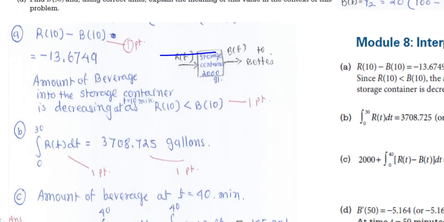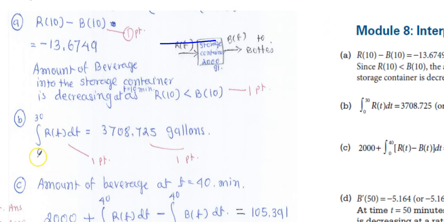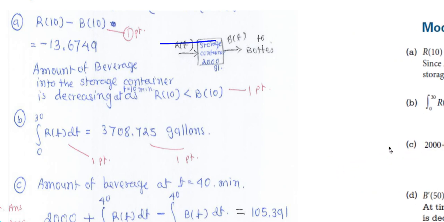So I'm bringing my answer again here. How many gallons of beverage flows in? That means coming in, integral 0 to 30 of R(t) dt. You must show this setup. Your answer has to be minimum 3 decimal places, and it has to have a unit. So the rubric is 2 points for this: 1 point for the setup, 1 point for the answer, up to 3 decimal places with unit.